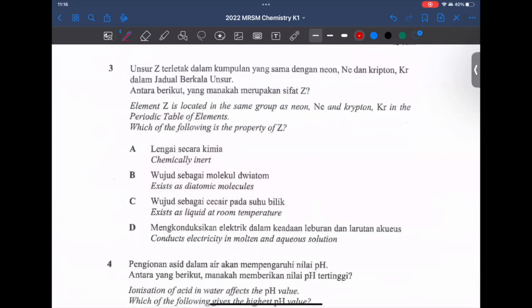Number 3, element Z is located in the same group as neon and krypton in the periodic table of elements. Which of the following is the property of Z? Of course, neon and krypton are noble gases and fall under the same group. Noble gases, group 18 elements, are usually chemically inert. That's why for number 3, the answer is A.